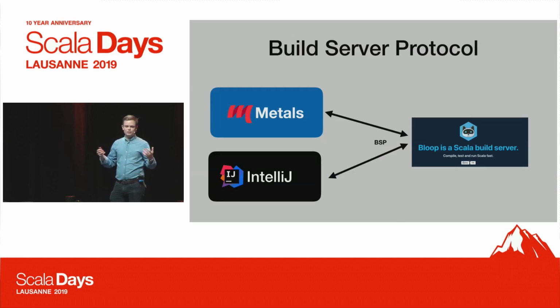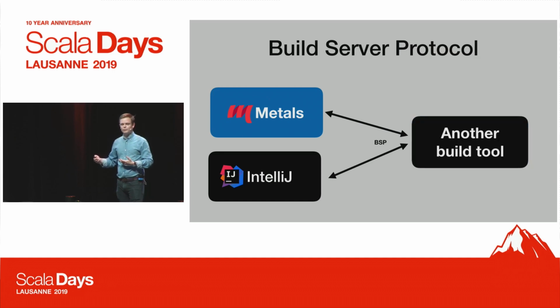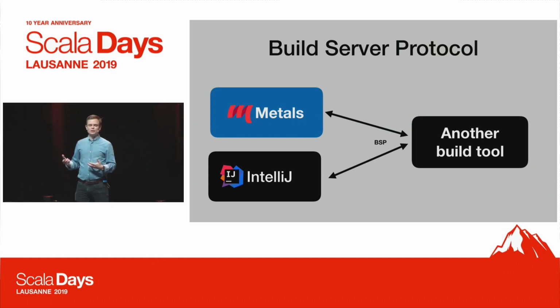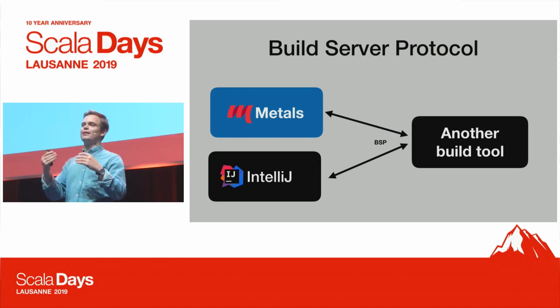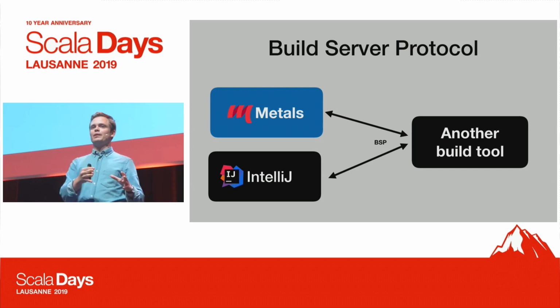Metals communicates with Bloop through the build server protocol. IntelliJ also has a client implementation, and you can plug in any other build tool that you want, which I think is really great because it's extensible. If people are using Bazel or Pants, you could plug in another build tool. But also keep in mind that some of that custom work in terms of providing faster feedback will need to be implemented in those build tools as well. So that maybe gives you a feel of how Metals works.